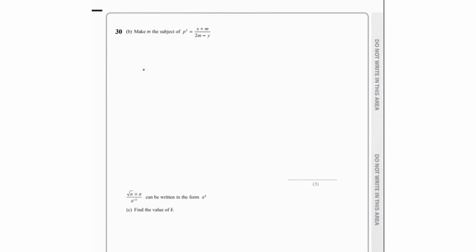Then make m the subject of p squared equals x plus m divided by 2m minus y. So right now, p squared is the subject of the equation. We have to make m the subject. Whenever there's a fraction, always cross multiply to get rid of the fraction first.